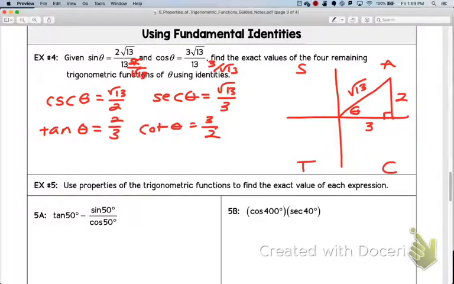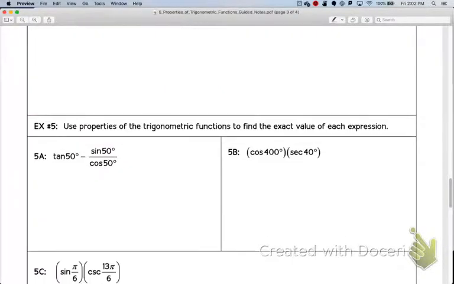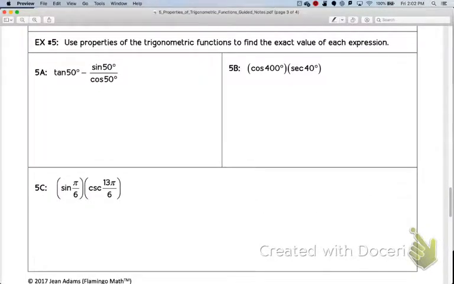Okay, so now we're going to use these properties to find more exact values of each expression. So the tangent of 50 minus the sine of 50 over the cosine of 50. Whenever I see those ratios with sine and cosine in it, that should trigger a light bulb in my head to think, oh, that's just the same as the tangent of 50 degrees. You should be able to go back and forth between those very easily. We can make the tangent turn into a ratio of sine and cosine, and we can take a ratio of sine and cosine and turn it into a tangent. So then the tangent of 50 degrees minus the tangent of 50 degrees is 0.